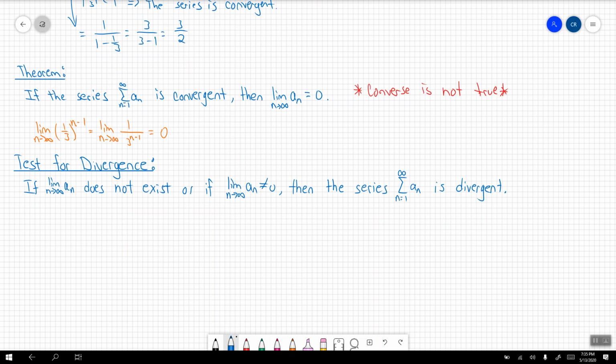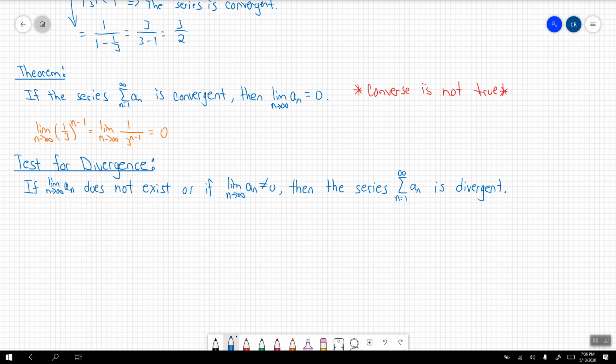All right, so here's what we're going to be using. We're going to be using the test for divergence. The test for divergence says that if the limit of the explicit function for my sequence as n goes to infinity does not exist, or if the limit is not equal to 0, then the series that uses that formula and tends to infinity is divergent. So this is a test for divergence. If we cannot find that it converges, it might be divergent.